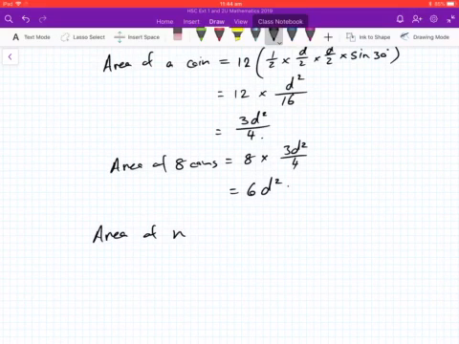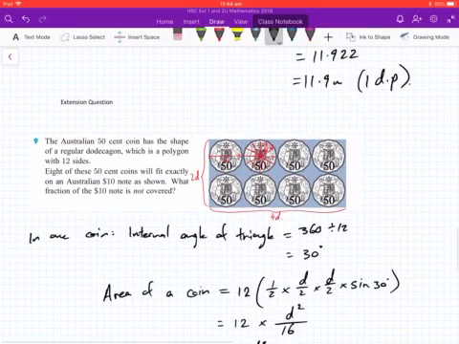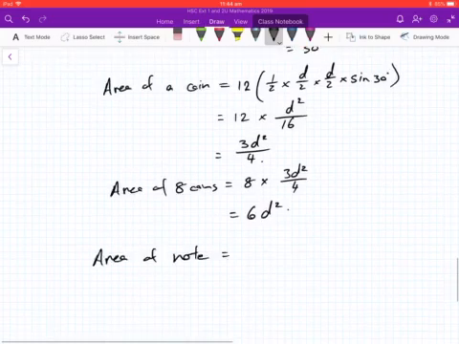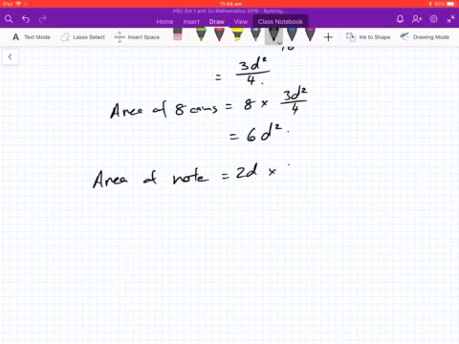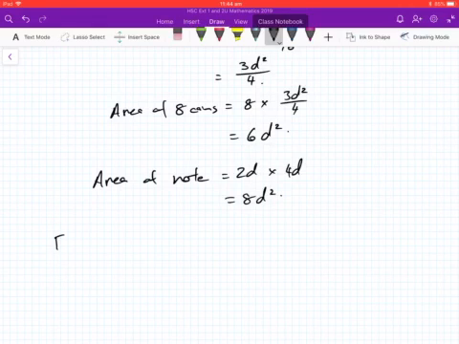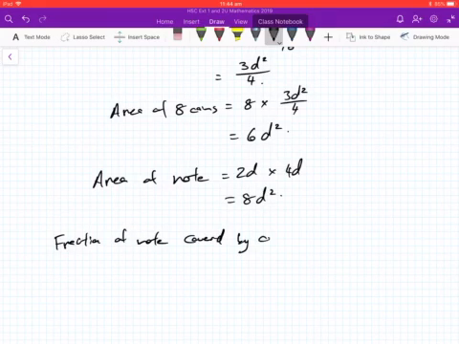The area of the note is a rectangle, it's just 2D times 4D, which is equal to 8D squared. So the fraction of note covered by coins is equal to the area of the coins, 6D squared, over the total area of the note, 8D squared. Simplify that and it becomes 3/4. So 3/4 of the note is covered.